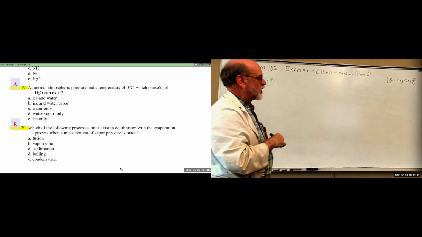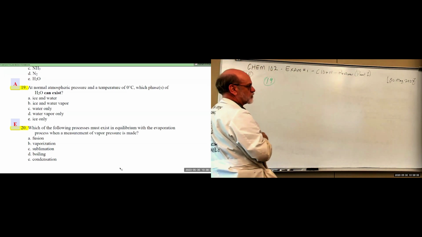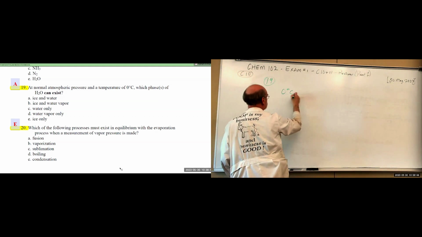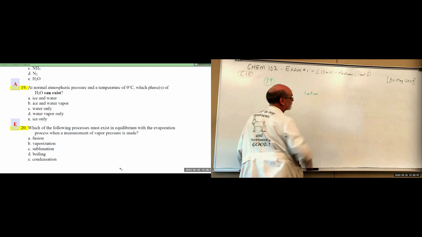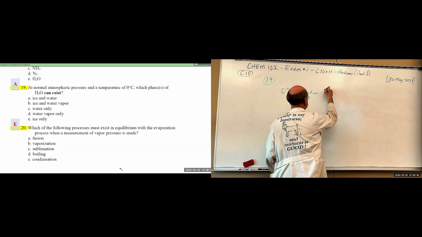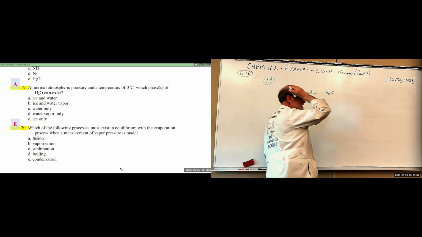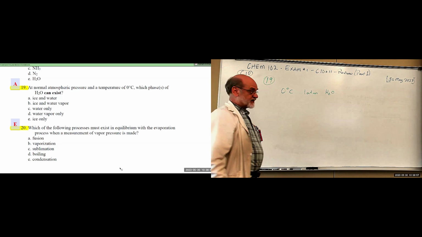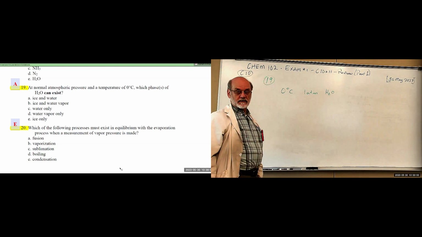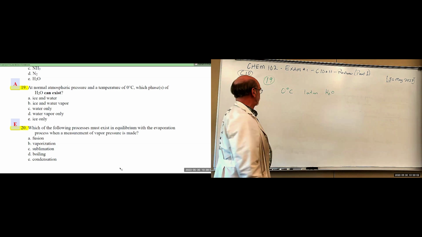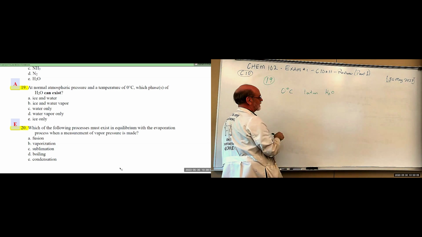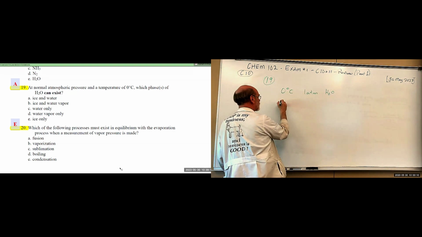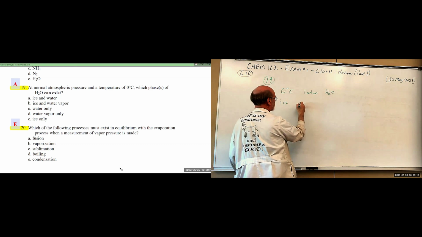At normal atmospheric pressure and temperature of 0 degrees, which phase of water can exist? We're at 0 degrees C, at 1 atmosphere pressure, right? And this is water. So what phases can exist at that temperature? I mean, is it a single phase or can we have more than one phase? This is the melting point of water, right? If we're actually at 1 atmosphere pressure and 0 degrees, theoretically, you can have both the solid and liquid together.